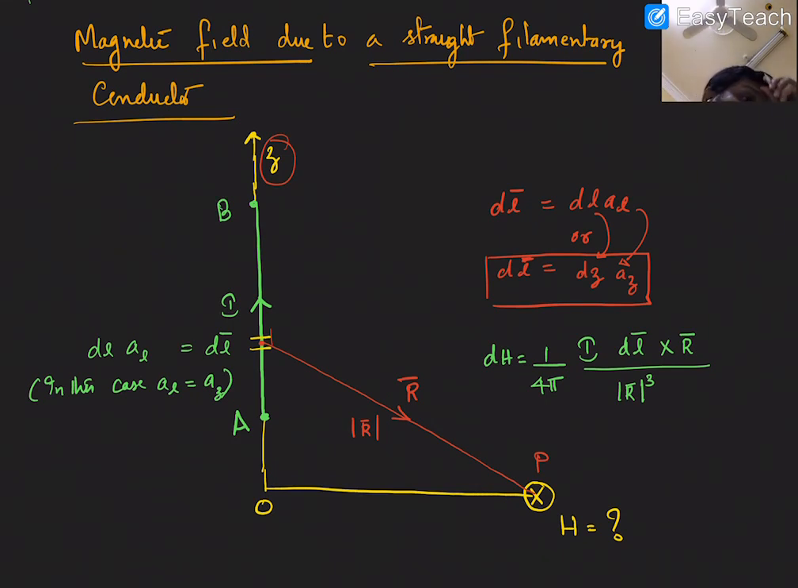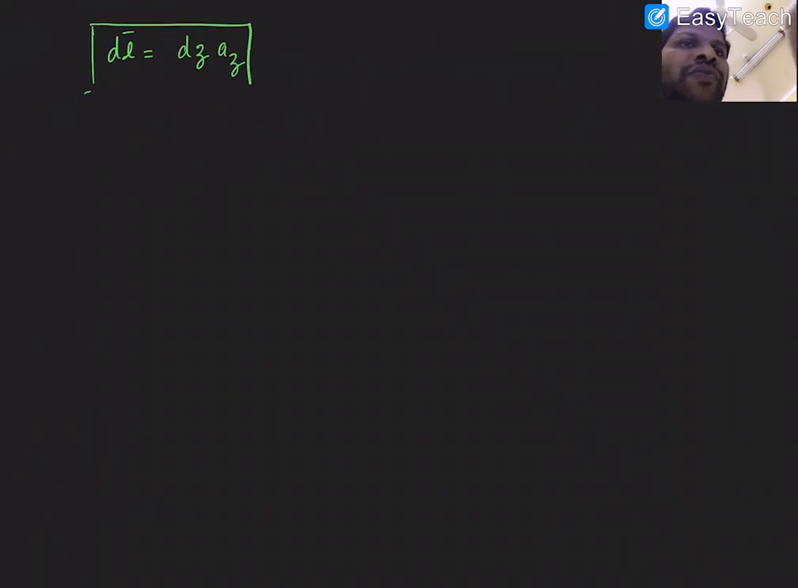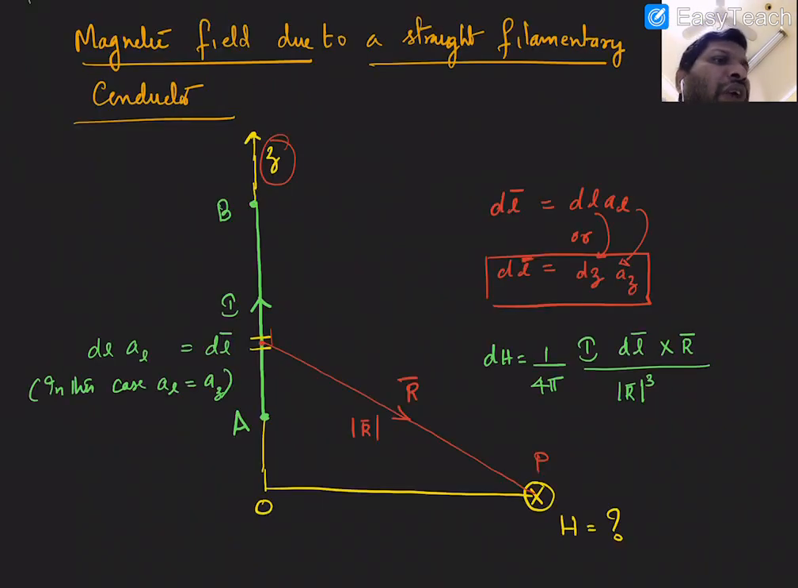So first of all, we have already got what is dl bar, okay. I will write it down. So dl bar is equal to dz into az. So we got this, okay. Now we have to find what is vector r.